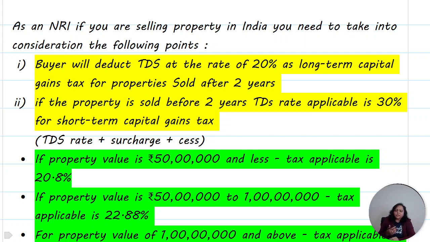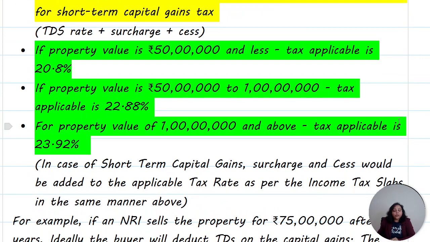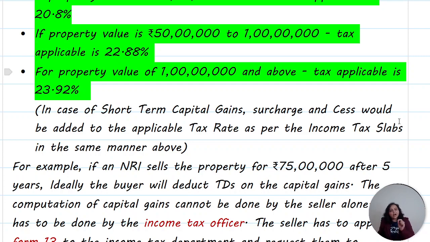And for any property which is valued at 1 crore and above, the tax rate applicable is 23.92%. So, the highest rate at which long-term capital gains tax will be charged is 23.92% for any property which is valued at 1 crore and above. Right? These surcharge and cess rates are the same for long-term as well as short-term capital gains tax.